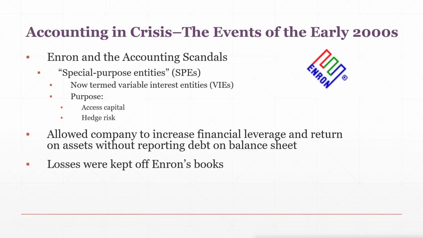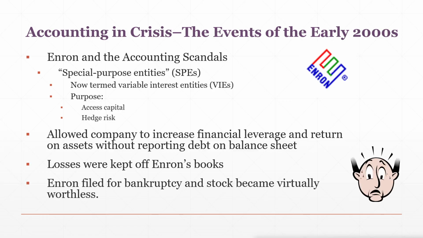So what happened in Enron? Enron and the accounting scandal. Special purpose entities, now termed variable interest entities, had access to capital and hedged risk, and this allowed the company to increase financial leverage and return on assets without reporting debt on the balance sheet. So losses were kept off Enron's books. Enron eventually filed for bankruptcy, and the stock became virtually worthless.